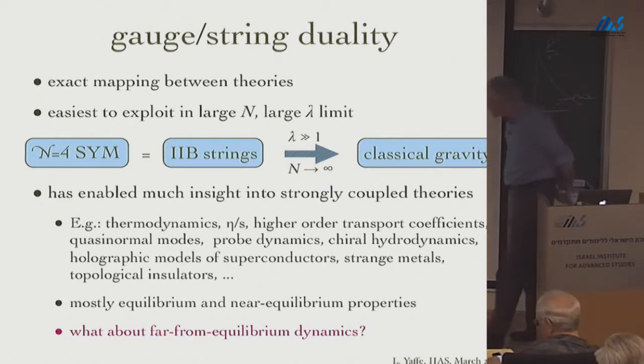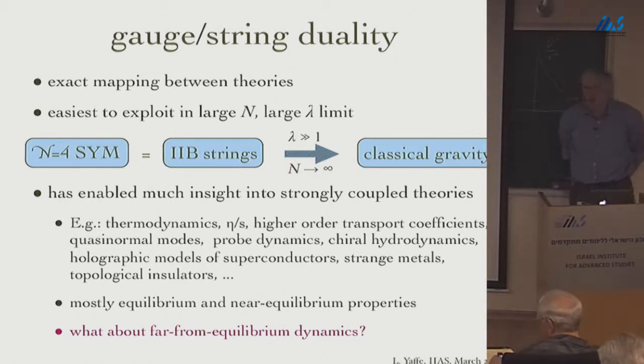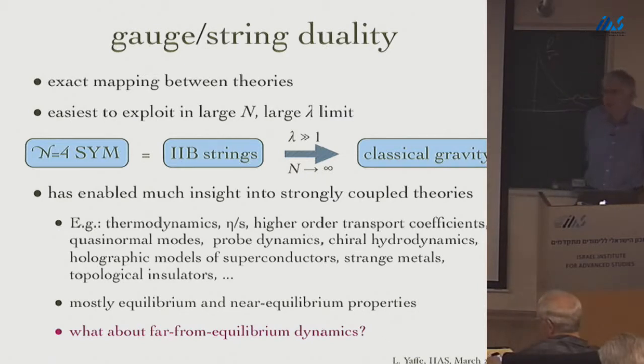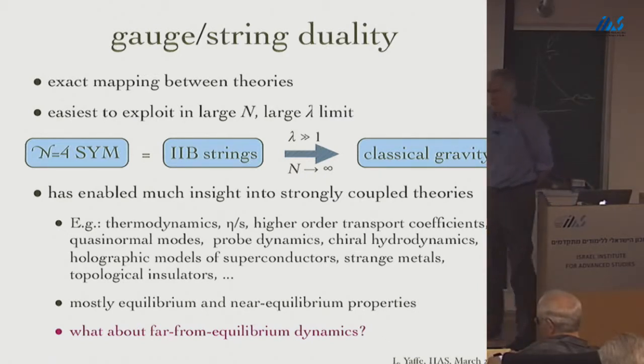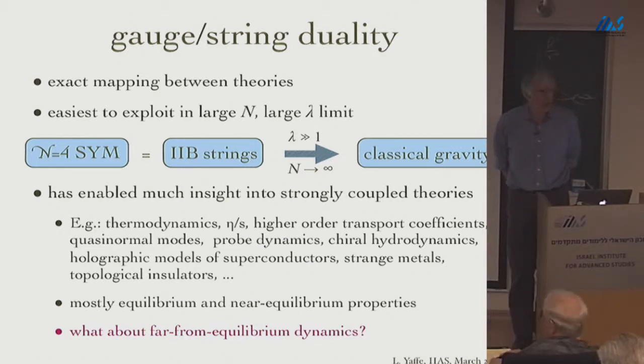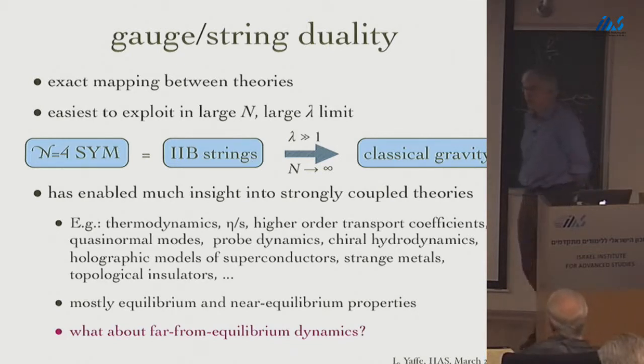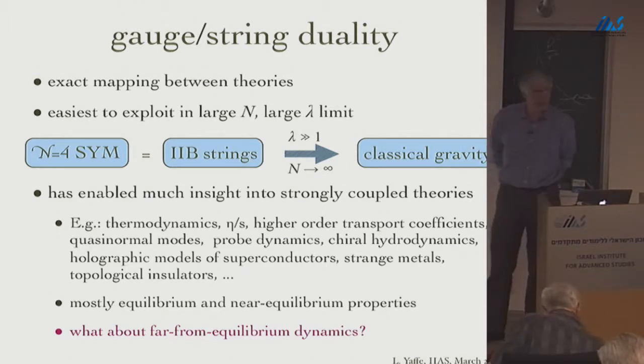Okay. So in this audience, I don't need to say anything about gauge string duality, how it leads to a useful mapping between quantum field theories, which you may choose to be interested in, and in a large N, large coupling limit, classical gravity. I don't need to say we've learned a huge amount from studies of AdS/CFT duality. I just want to remind people that in the context of thermal physics of non-abelian gauge theories, almost all of that work, for completely understandable reasons, has been studying equilibrium properties or near equilibrium properties.